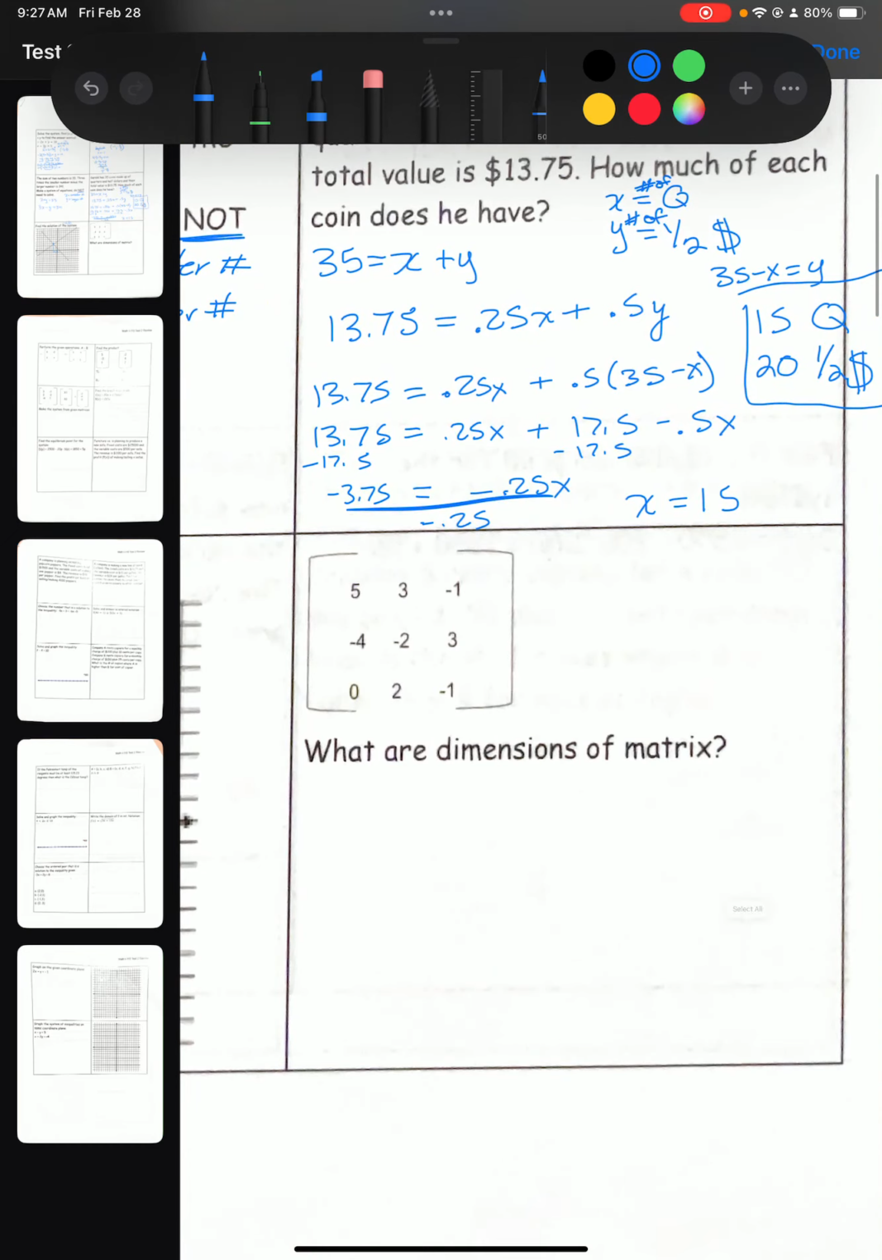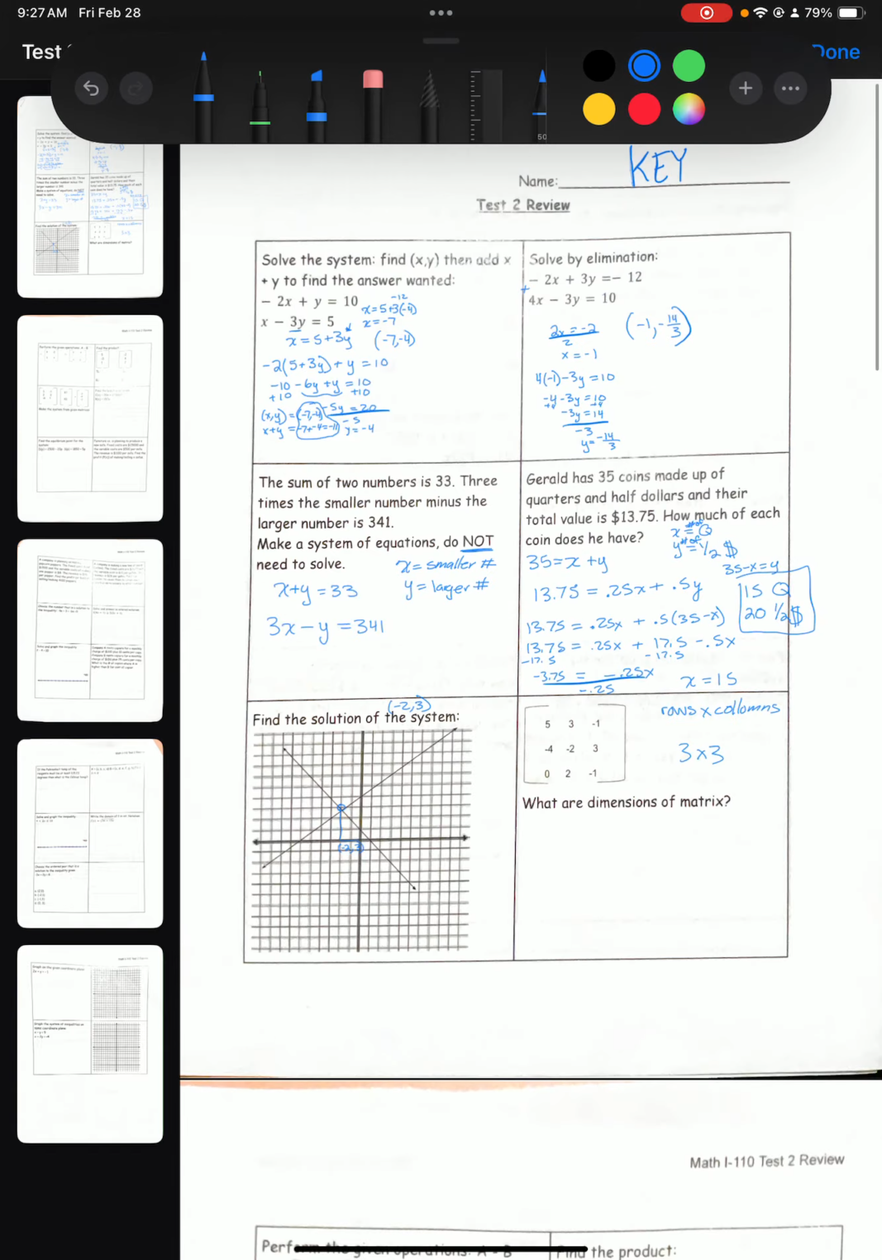All right, what is the dimension of the matrix? Again, this is like the shape of the matrix. And remember, the form is rows by columns. So that would be a 3 by 3. And that's pretty much all you need to know for that one.